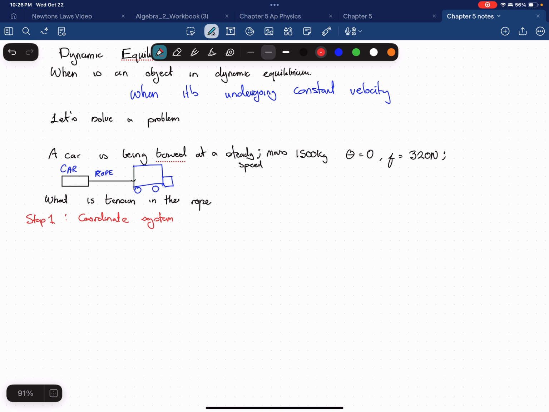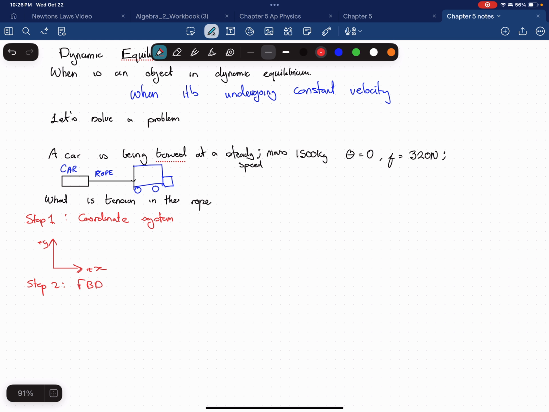Step 1, coordinate system. Here we have plus y, plus x. I don't need to change it. I think I'm going to stick with the original to make it easier for me. All right. Step 2, free body diagram.